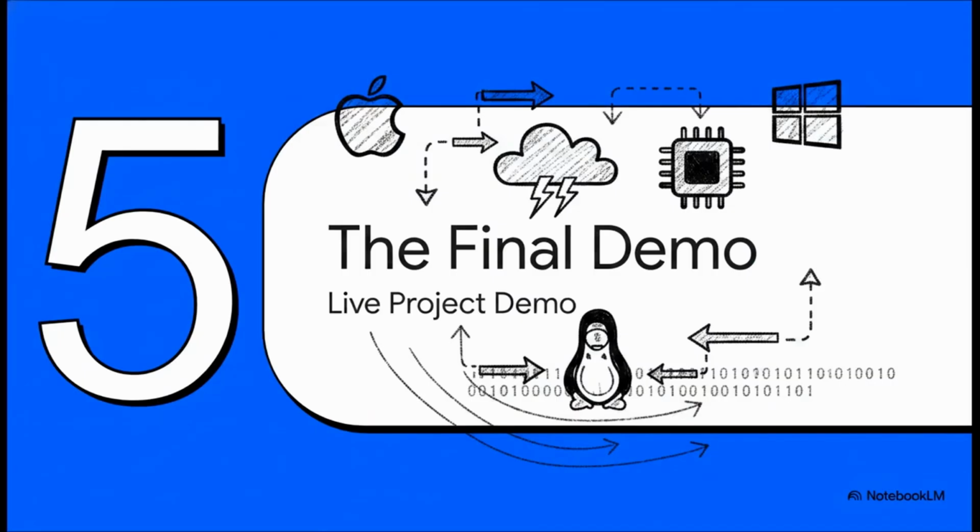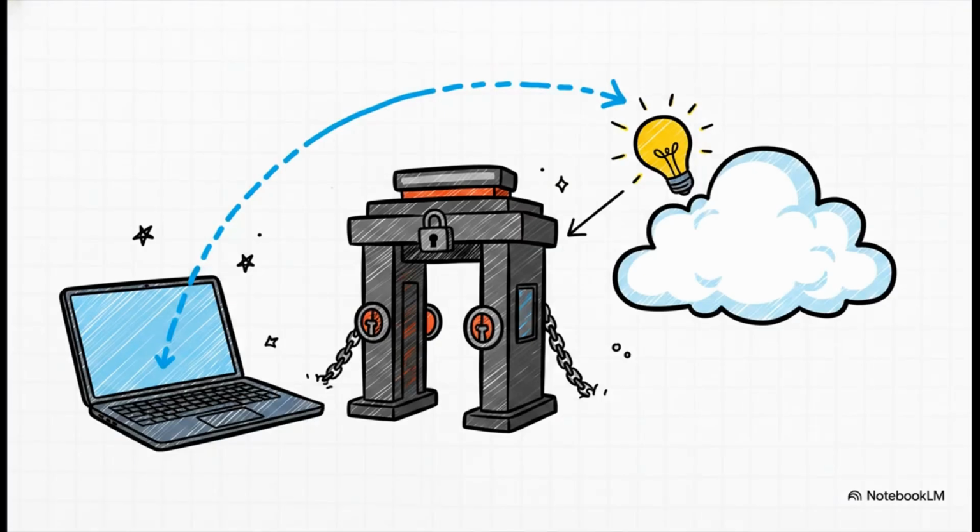Which brings us to section 5, the final project demo. Okay, Mac, Linux, and Windows users, we're all back together now. Let's actually prove that this pipeline works seamlessly. Before we go crazy and build a whole application, we want to do a simple proof of concept ping.